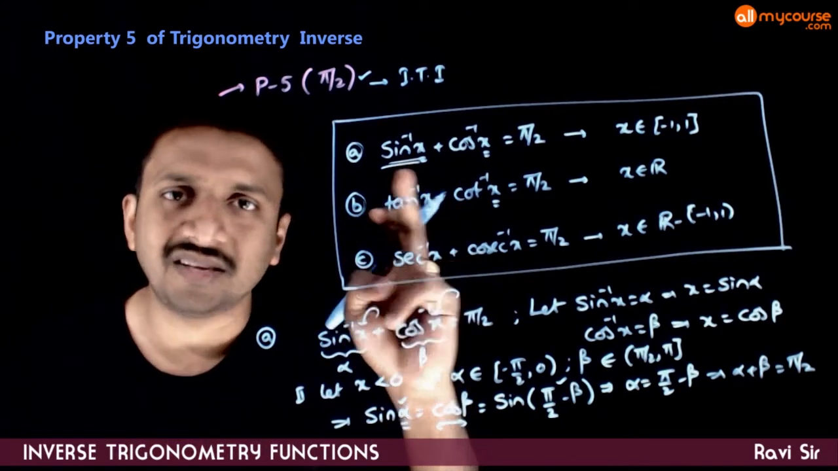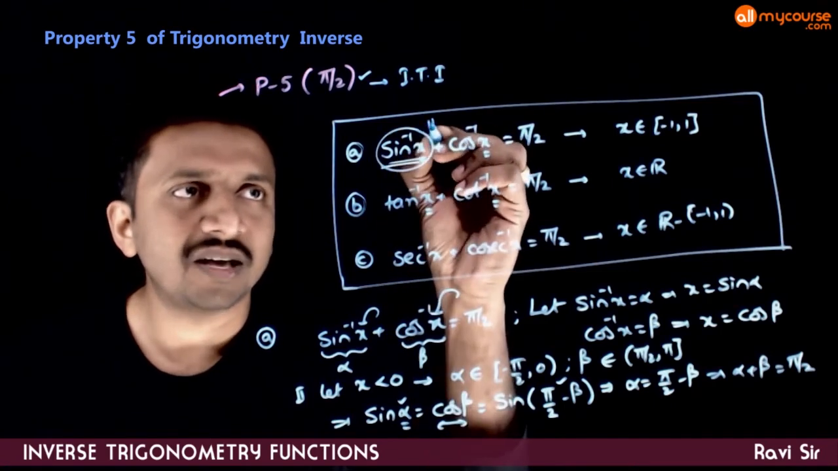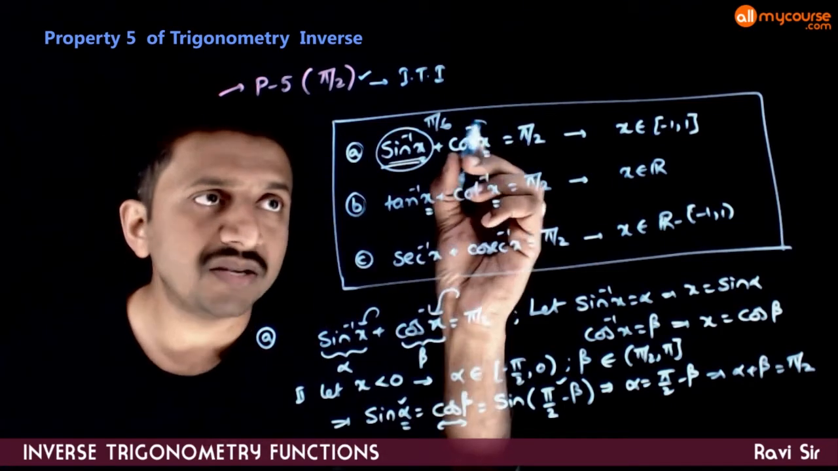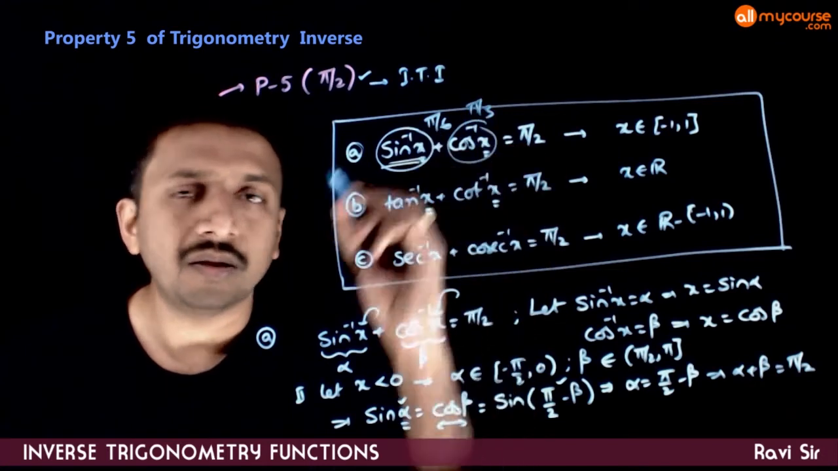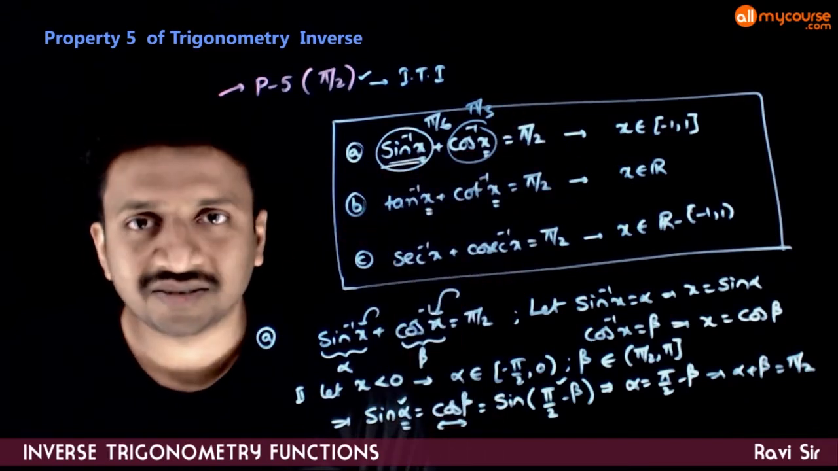So let us take x is equal to half. Sine inverse half is pi by 6. Cos inverse of half is pi by 3. One is 30 degrees, the other is 60 degrees. The sum is 90 degrees.